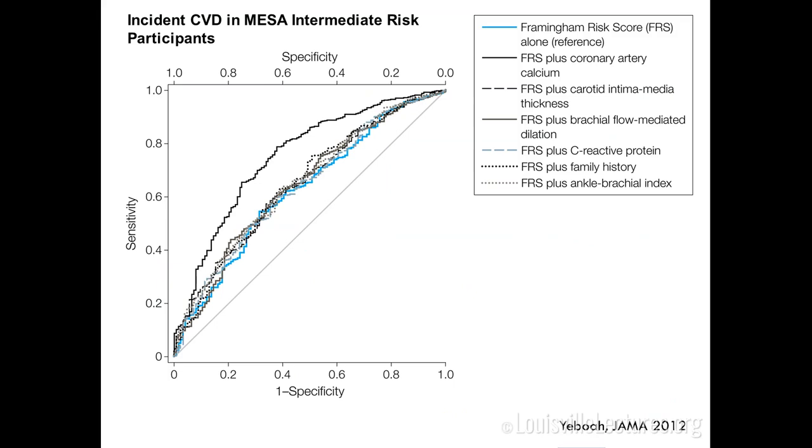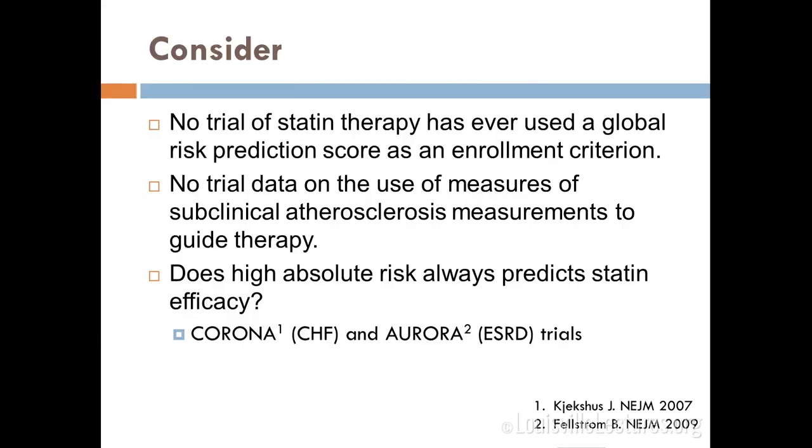This is in comparison. Now, it's also the only thing out of a long list of things that moves this discrimination curve. Okay, so this is the ROC. This is the Framingham risk score plus coronary calcium score or plus everything else: C-reactive protein, family history, carotid intima thickness. So before I tell you what I do, I think I need to point out just 3 other things to consider.